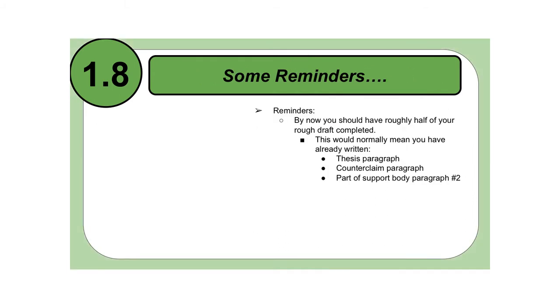Some quick reminders for you. By now you should have roughly half of the rough draft completed. Your intro paragraph should be done, your counterclaim paragraph should pretty much be done, and maybe you're partly done through your part A, your first supporting point. But nonetheless, you should be roughly halfway through the essay at this point. This would normally mean that you'd have these parts done.